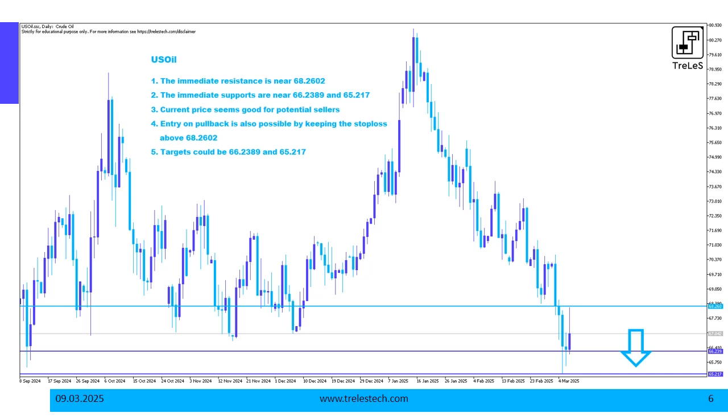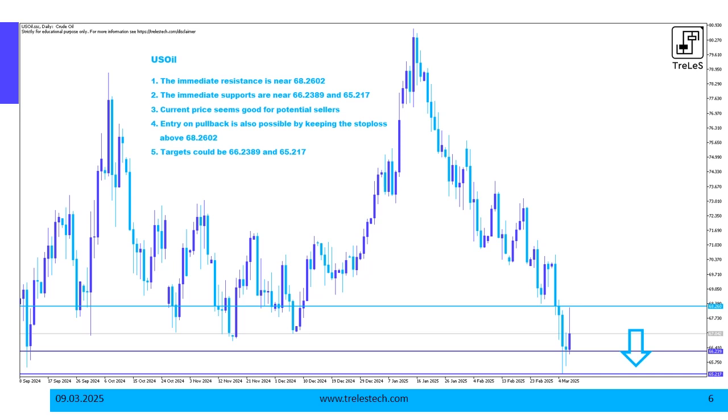Currently, the immediate resistance is near 68.2602, while the immediate support levels are around 66.2389 and 65.217. Given the price action, this level looks favorable for potential sellers.